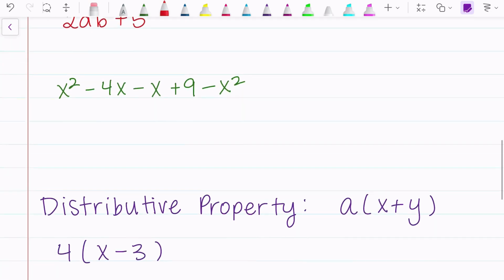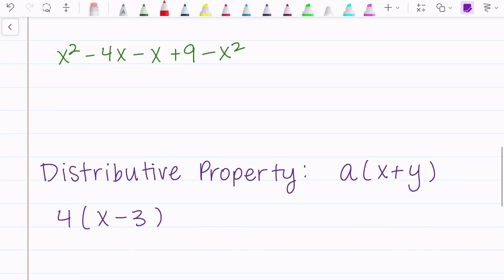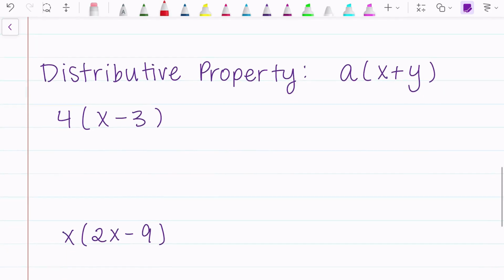All right, the third example of combining like terms. I have an x squared and a negative x squared. I have a negative 4x and a negative x. And then I just have this constant 9 that is on its own. There's no other constant. So if I look at x squared, take away x squared, these are opposites. They're going to cancel out. Negative 4x take away x would give me negative 5x, and then the constant 9 comes down. And that's it.